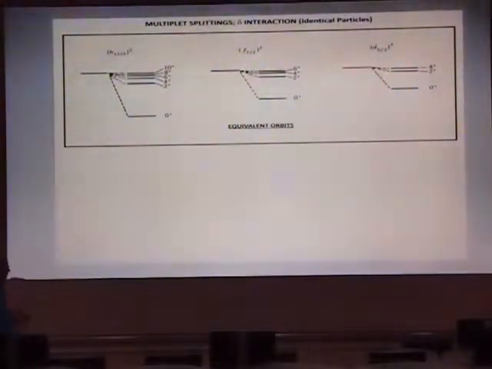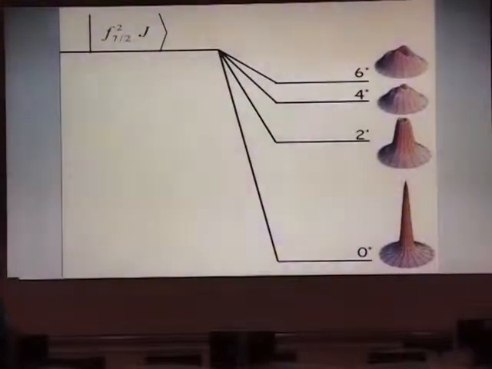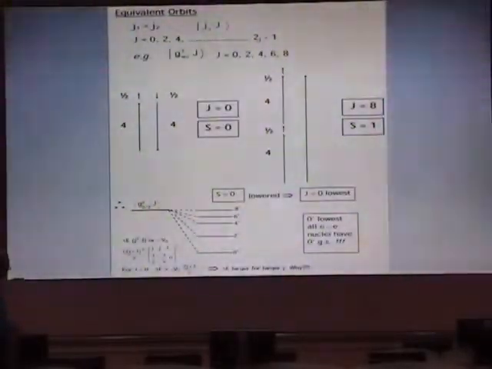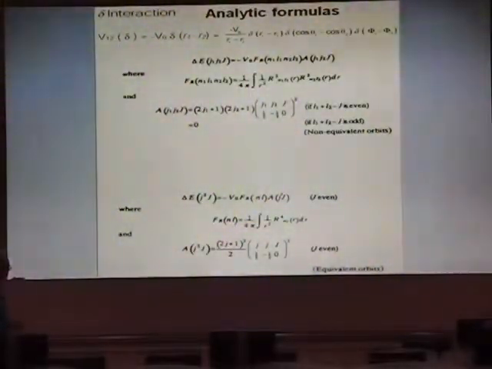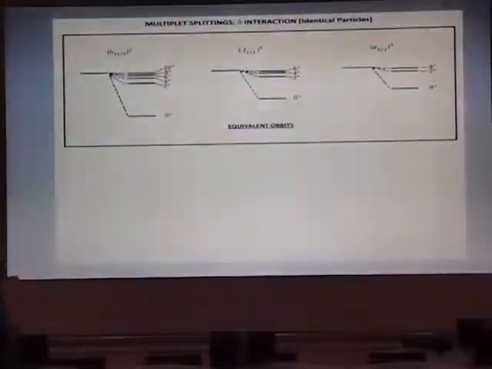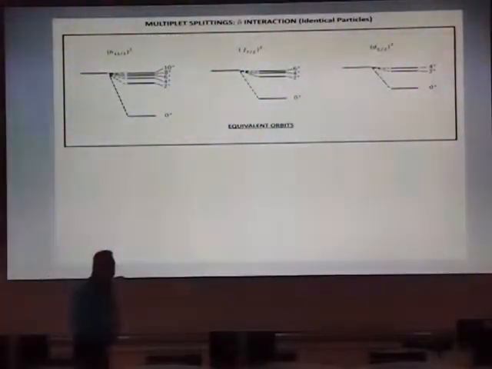Okay? There's one other feature I want to talk about here. Notice that the lowering of the 0 plus state is more the higher the J value. And in fact, if I go back here, hidden down here, it actually goes as 2J plus 1. And you can see that here as well. It goes as 2J plus 1. Okay, so why is it that the 0 plus state is lowered more the higher the angular momentum? Anybody have an idea?